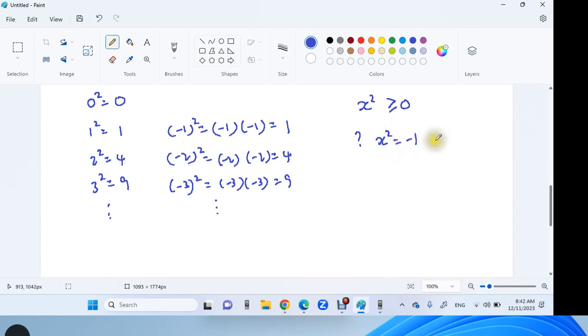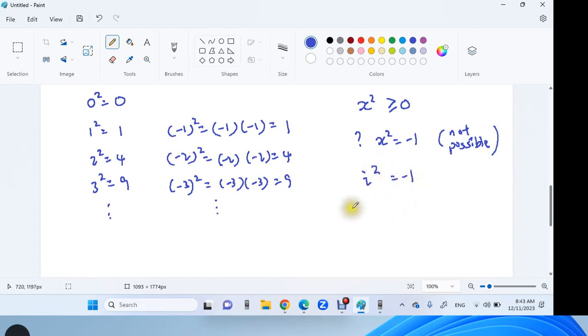So it's not possible, right? Okay, so this is not possible. But there is a mathematics that says yes, there's something that exists. There's something whose value squared becomes negative 1. So what is the value? That is i. So i squared equals negative 1.